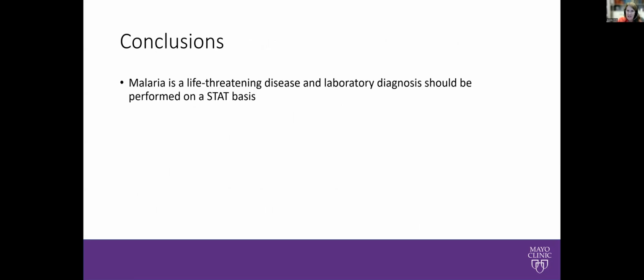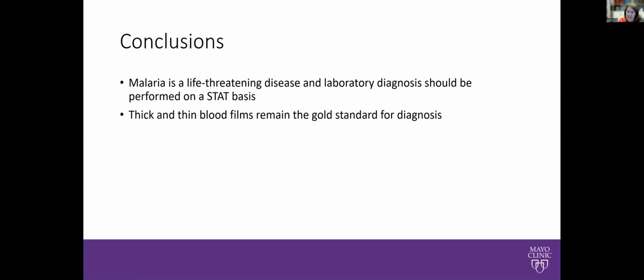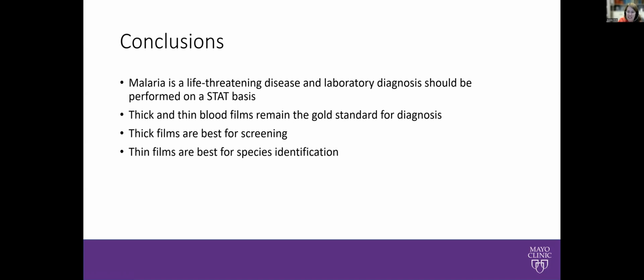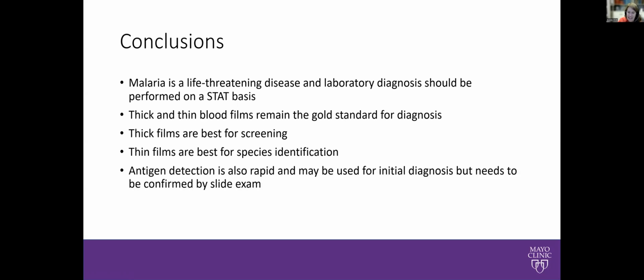So, in conclusion, I just gave you a lot of information, and here are the highlights. Malaria is a potentially life threatening disease. Laboratory diagnosis should be performed on a stat basis. Your thick and thin blood films are the gold standard for diagnosis, even to this day. Thick films are best for screening, whereas thin films are best for species identification. Remember, don't use the word speciation incorrectly. And antigen detection is also rapid and can be used for the initial diagnosis, but needs to be confirmed by slide examination. PCR could be useful as an ancillary test or as a primary test if it can be performed rapidly.